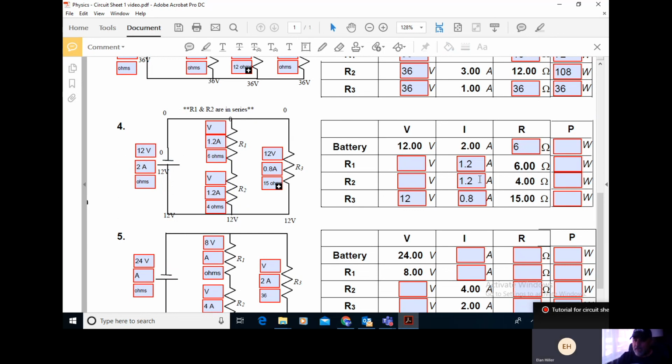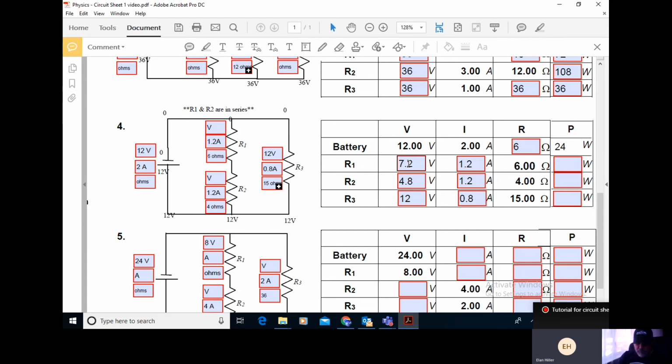Okay, now we can do the calculations. 1.2 times 6 would be 7.2 volts. 1.2 times 4 would be 4.8 volts. And indeed, these two voltages do add up to 12. Do your power calculations. 12 volts times 2 amps is 24 watts.